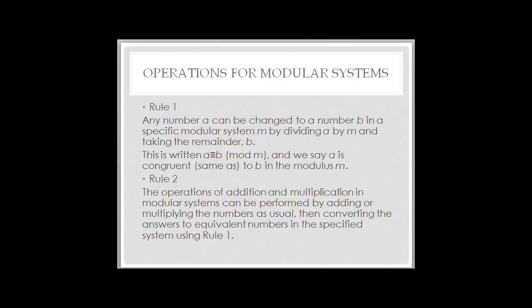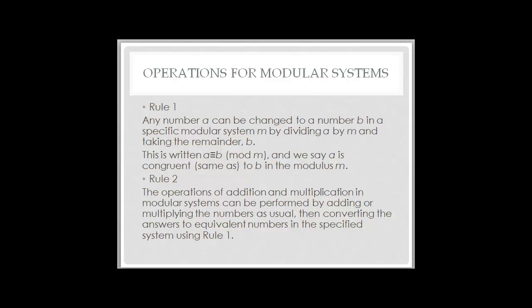Okay, we've got a couple of rules here. Rule 1: any number A can be changed to a number B in a specific modular system M by dividing A by M and then taking the remainder as B.